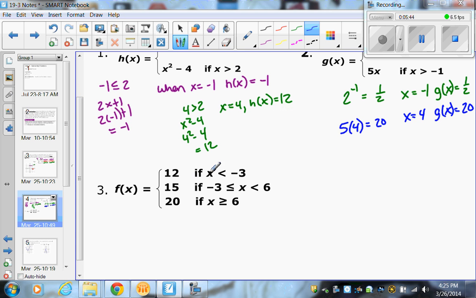One more. -1 is not less than -3, so we're not going to use that one. Is -1 between -3 and 6? Yes. So this is a step function because these are just constants. So when x equals -1, f of x is going to equal that constant, which is 15. For 4, 4 is not less than -3, but 4 is between -3 and 6. So again, we're using this middle one, so we'd still have f of x equals 15.